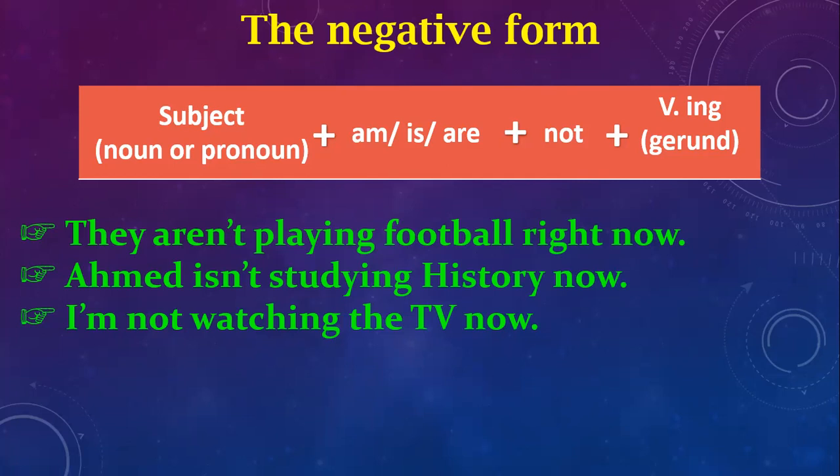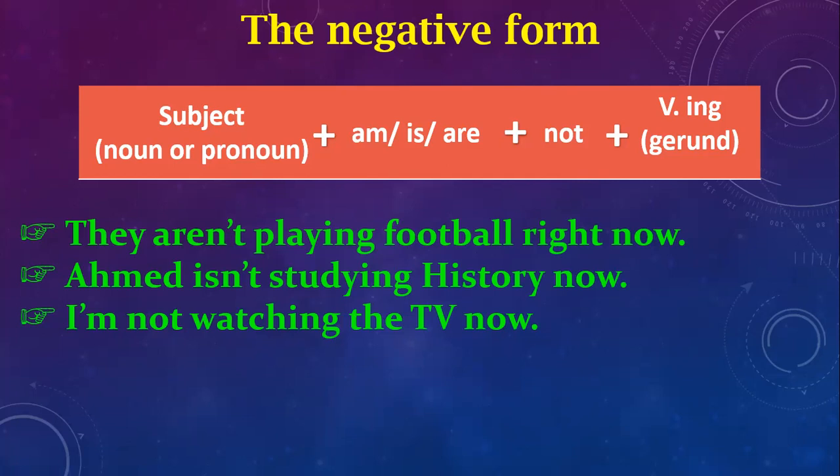Okay. The affirmative form is from the subject and verb to be. In this tense, we already have an auxiliary verb or a helping verb like verb to be, am or is or are. Then the main verb ends with ing, which we call the gerund. So if I put the first sentence in the affirmative form, it will be they are playing football. This is the affirmative form.